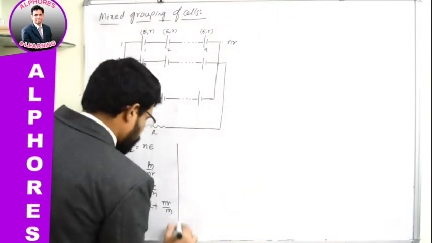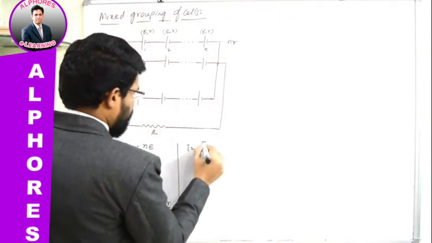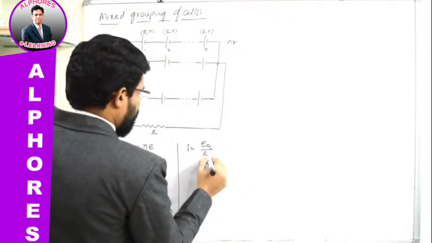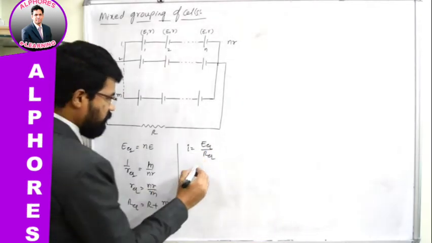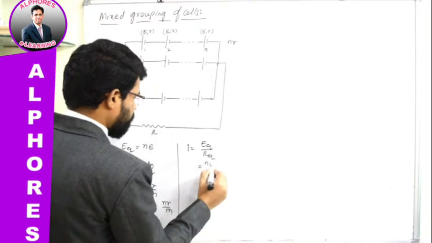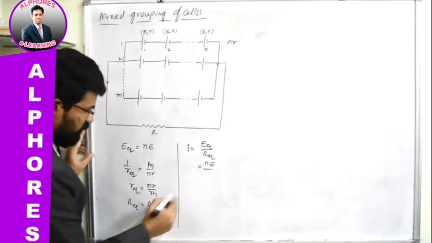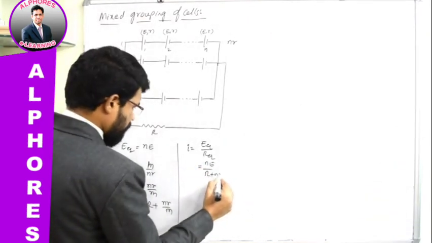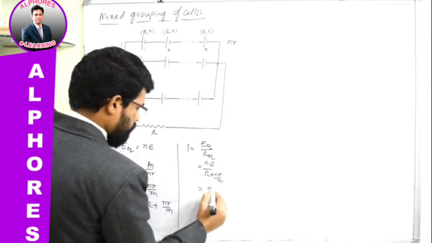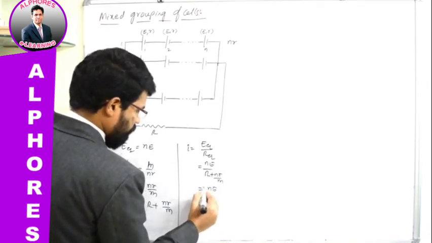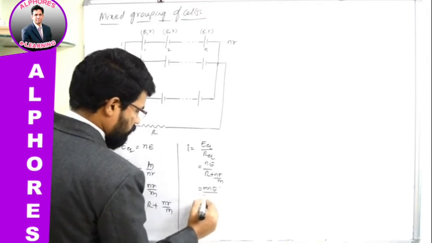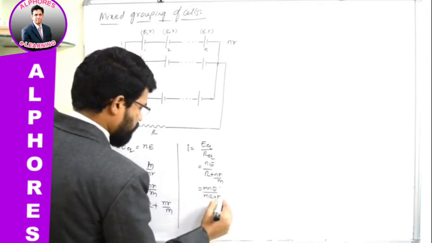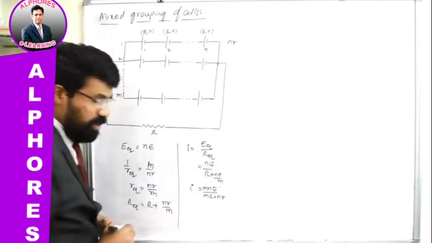Now let us talk about I. I can be written as E equivalent by R equivalent. Current is equal to total EMF by total resistance. What is E equivalent here? NE. What is R equivalent here? R plus NR by M. This can be written as, I will take LCM. This M goes to the numerator, MNE by MR plus NR. So this is what I is.